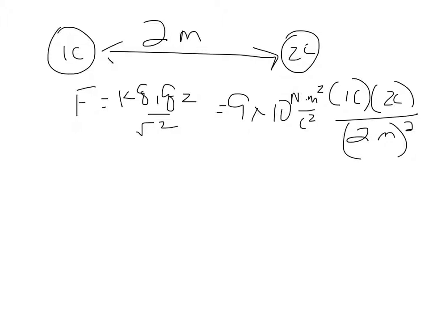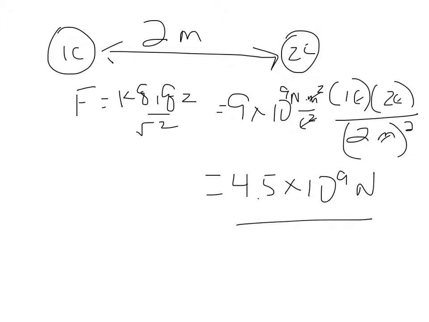Now, notice how your units, coulombs and coulombs, cancel out. Meter squared cancels out with meter squared. So I essentially have 9 times 10 to the 9th times 2 divided by 4, which is equal to 4.5 times 10 to the 9th. And your units are newtons. Now that's a very big force because these are both very big charges.